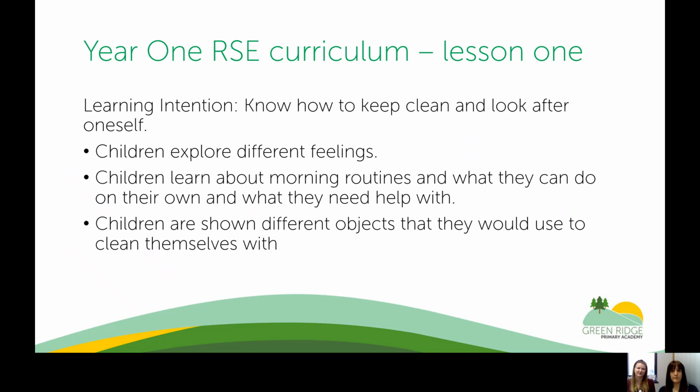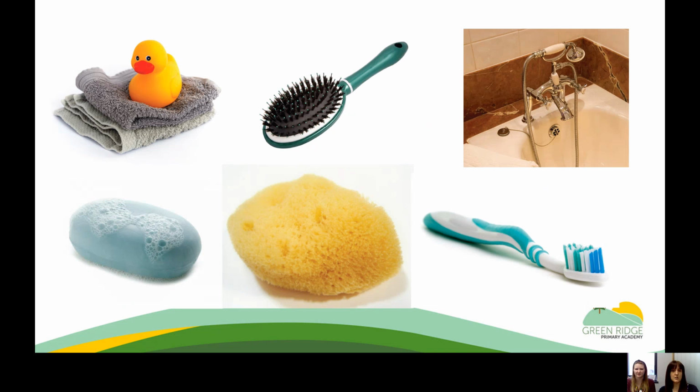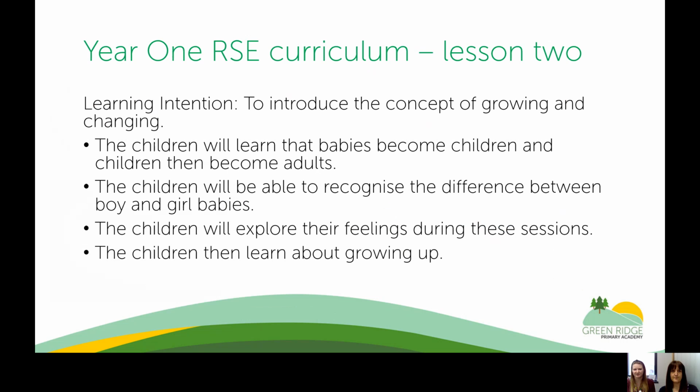So for year 1, the first session we would have is looking at how to keep clean and how to look after ourselves. Within that, we explore different feelings. We talk about morning routines, what they can do on their own and what they need help with. And children are shown different objects that they would use to clean themselves with. Some of the resources and pictures we might use are things that the children should be really familiar with. What do they use them for? How do they help them to keep clean? So the first session is very much about keeping clean and looking after themselves in that way.